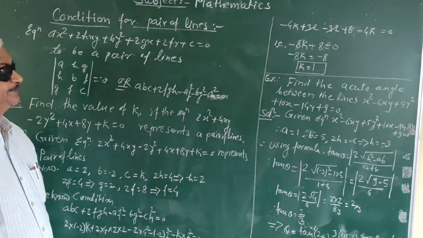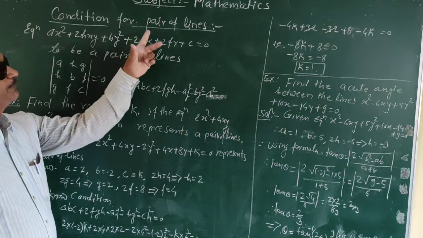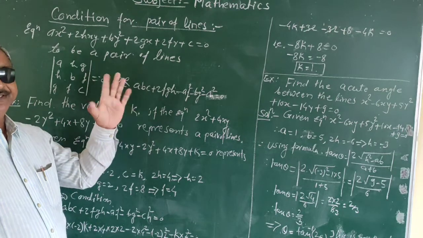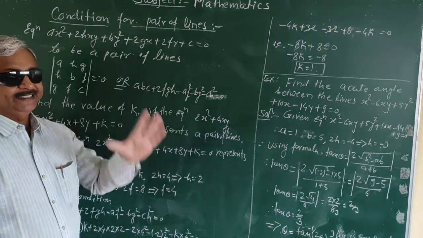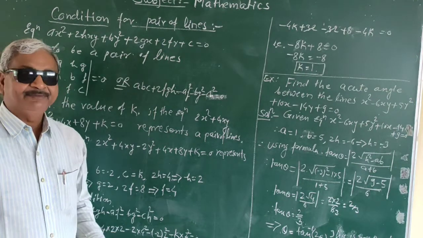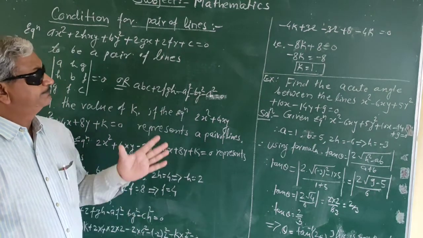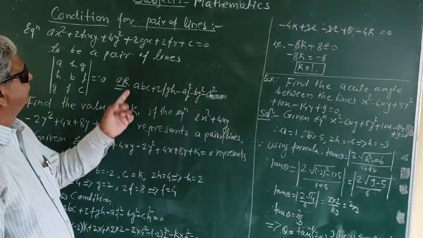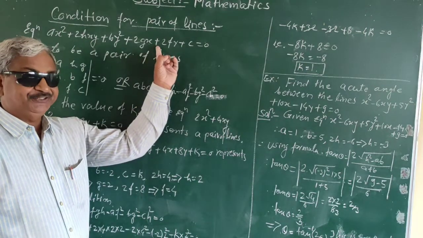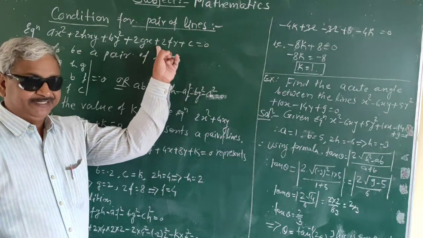Good morning, students. Today we start with the condition for a pair of lines. In the previous lecture, we have seen about lines that are parallel, lines that are perpendicular, lines that are intersecting, and the angle between the lines. But today we want to express whether the given equation represents a pair of lines first of all, and then the subsidiary questions to be asked on it.